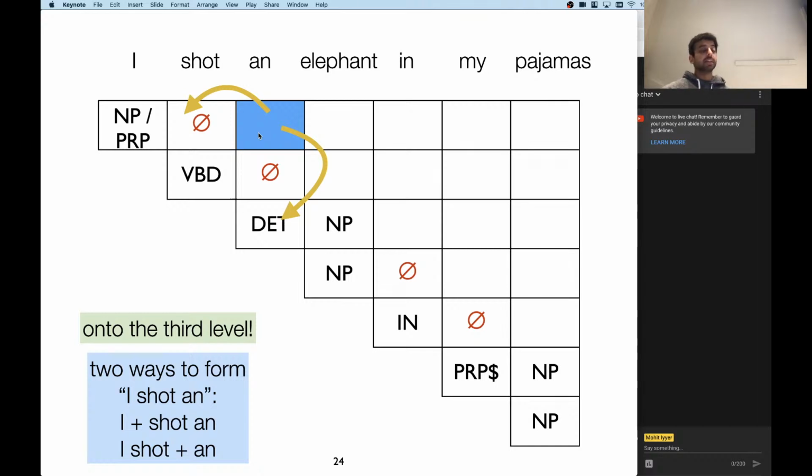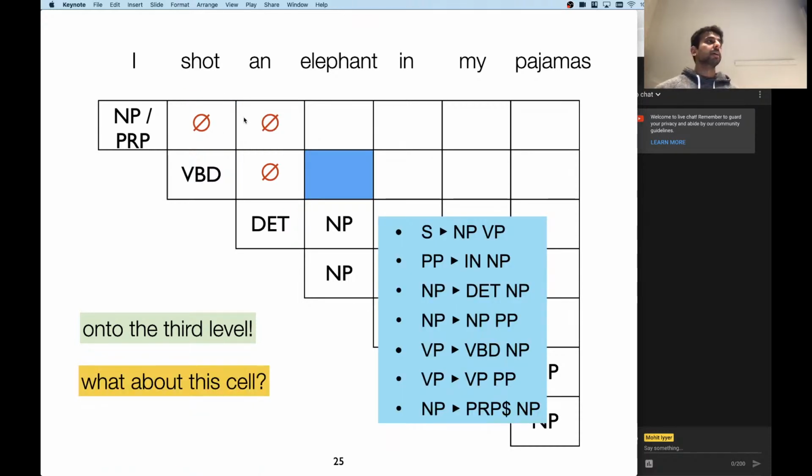We have to consider both possible ways. In this particular case, neither way results in a valid rule, right? Because this null symbol is not part of our grammar. So this cell also becomes null. So let's try this cell here.